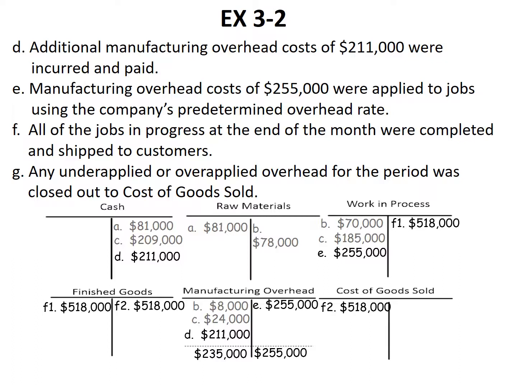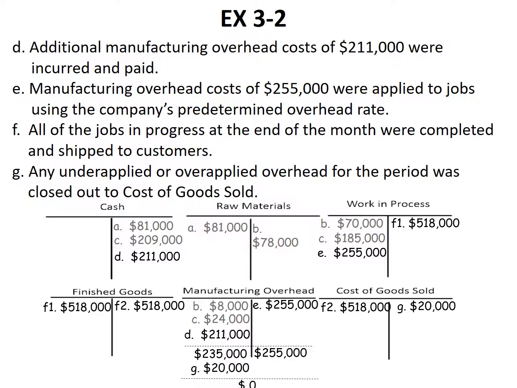In this case, we're closing it to the cost of goods sold account. So when we do that, it's going to be a credit to cost of goods sold for $20,000, and we're going to make a debit to manufacturing overhead for $20,000. And that will in effect zero out our manufacturing overhead account and effectively transfer that credit balance to the cost of goods sold.